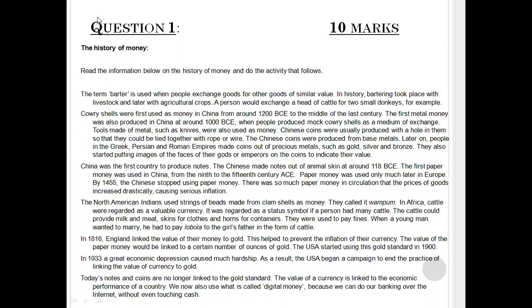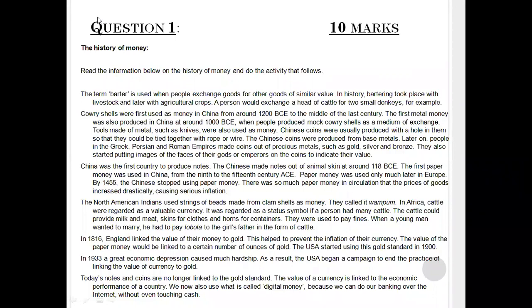The North American Indians used strings of beads made from clamshells as money. They called it, and I'm not sure if I pronounce it right, wampum. In Africa, cattle were regarded as a value currency. It was regarded as a status symbol if a person had many cattle. The cattle could provide milk and meat, skins for clothes, and horns for containers. They were used to pay fines. When a young man wanted to marry, he had to pay lobola to the girl's father in the form of cattle. In 1816, England linked the value of the money to gold.